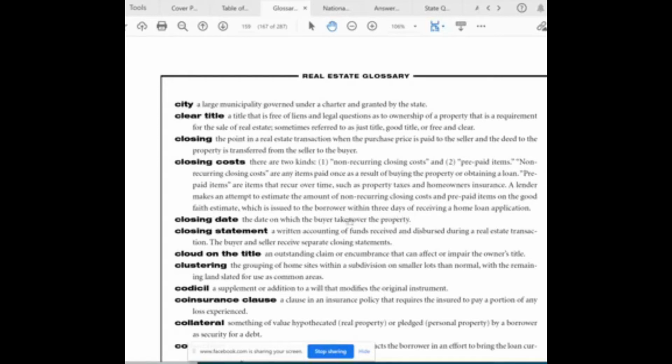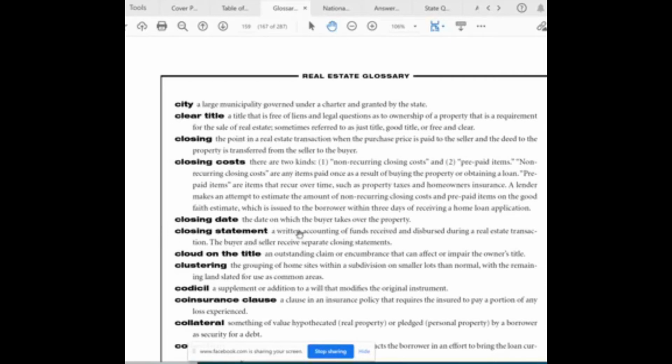So these prepaid items are on the good faith estimate, which is issued to the borrower within 3 days of receiving a home loan application. It doesn't happen all the time. In fact, it doesn't happen a lot of times. They end up giving it to them at the end. And then the buyer says, well, I never saw that. Now, in this period, the closing disclosure, which used to be called a HUD, has to be provided 3 days prior to closing to the buyer, and that comes from the lender.